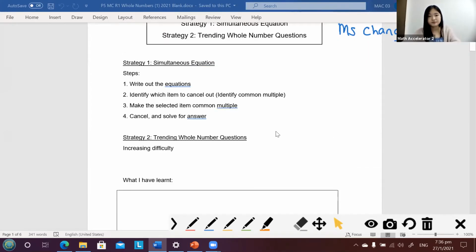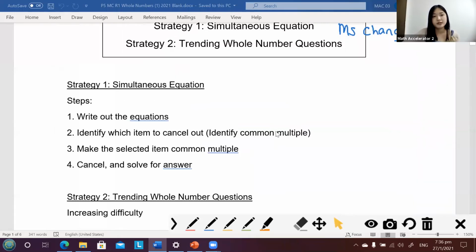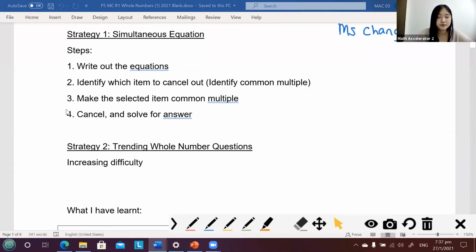Let's look at the steps first for your simultaneous equation. Step 1, you would write out the equations. They'll give you probably about 2 sentences, and each of it you can use to write your equation.